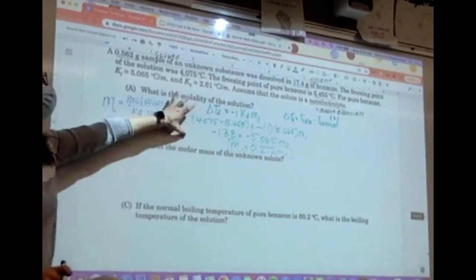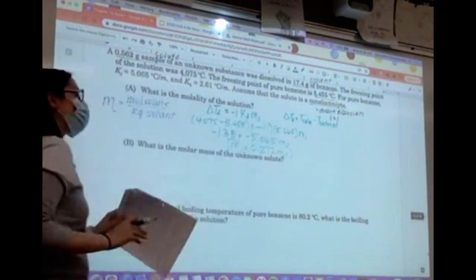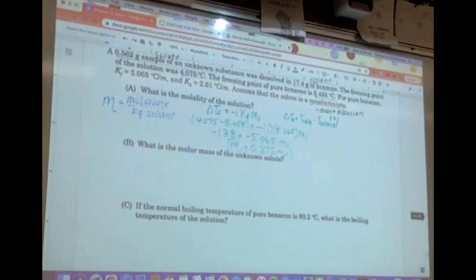So all we did for freezing point is use the freezing point formula to either solve for a temperature or solve for molality. In this case, we were solving for molality.